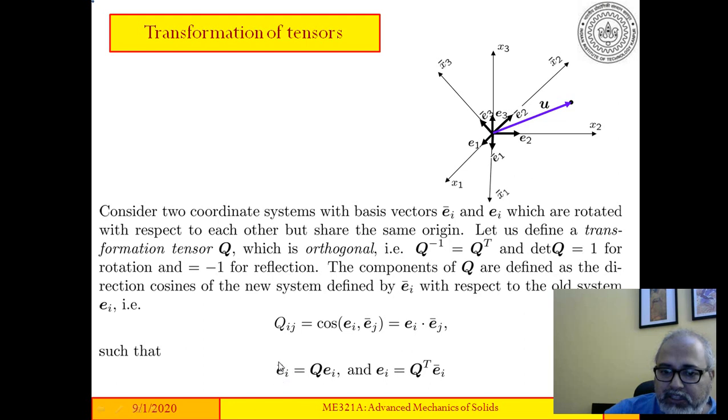And here the new basis vectors in terms of the old basis vectors would be given by this. Some books use the opposite of this, so they use the new with respect to the old, but we will stick to this. So the new basis vectors are Q times the old basis vectors, and the old basis vectors are Q transpose times the new basis vectors. Let's figure out how this transformation tensor is computed.